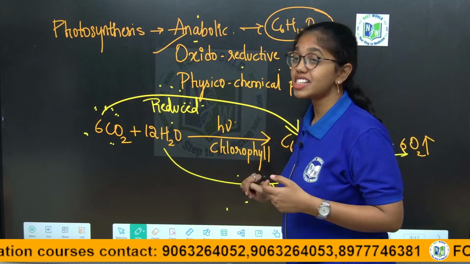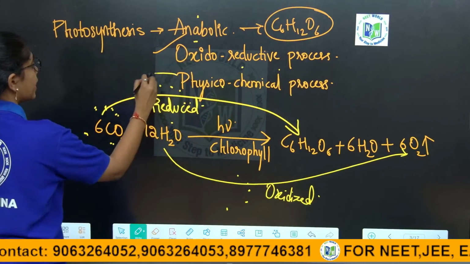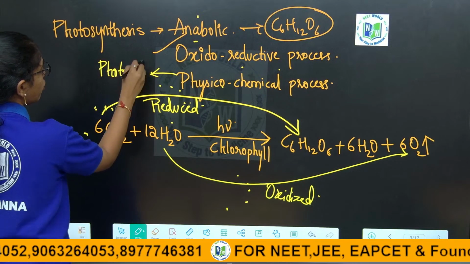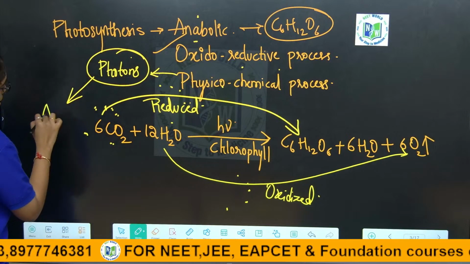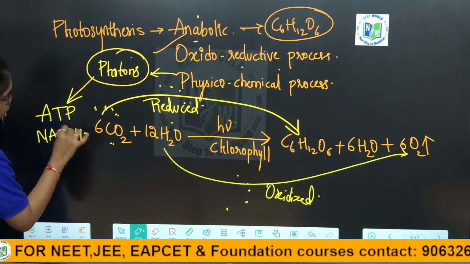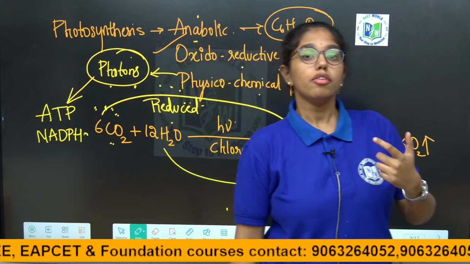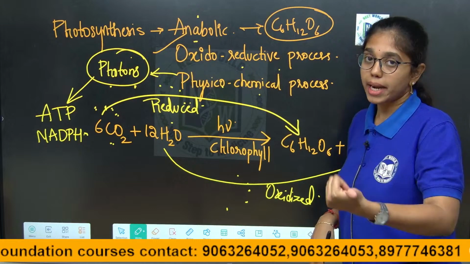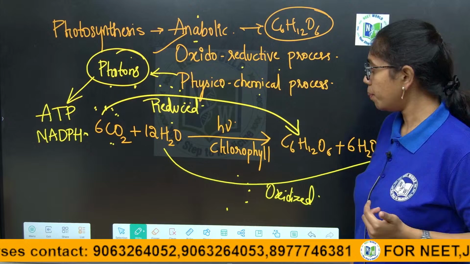This is said to be a physicochemical process because the physical energy, that is light energy, is taken in the form of photons, and this is converted to chemical energy, that is ATP and NADPH. As light energy is converted to chemical energy, this is also called a physicochemical process. So yes, photosynthesis is also called an anabolic process, oxidoreductive process and physicochemical process.